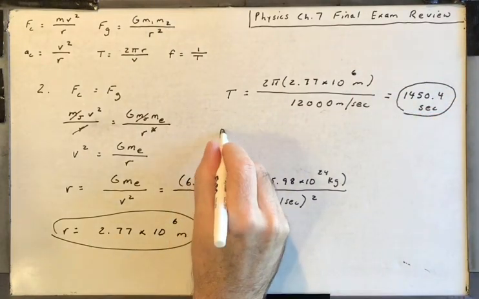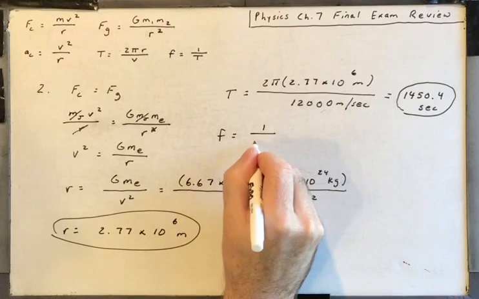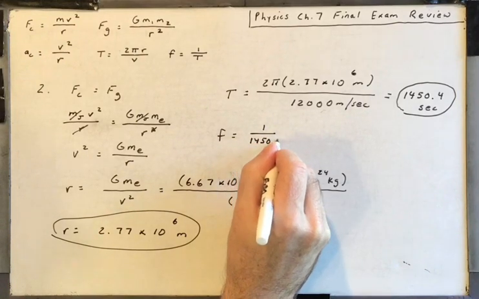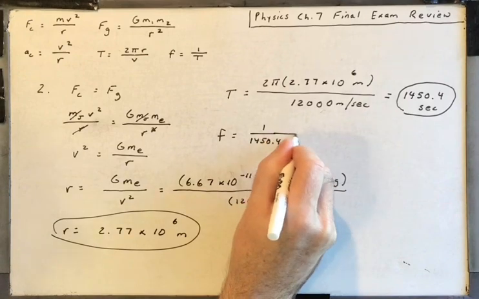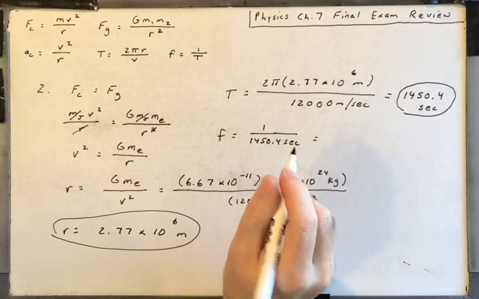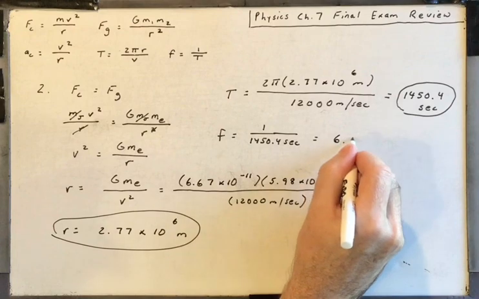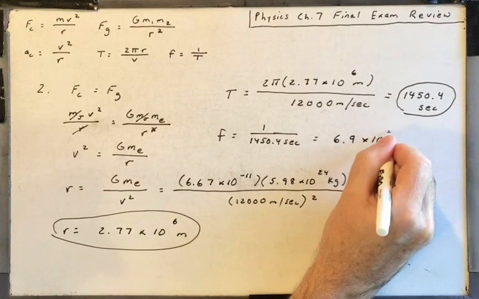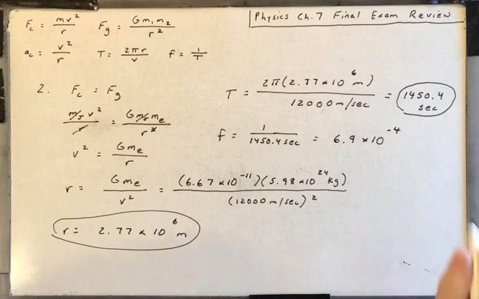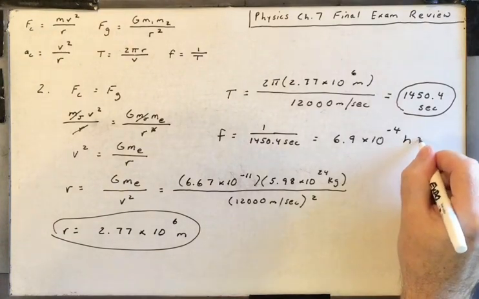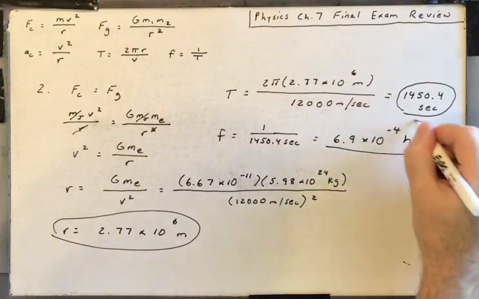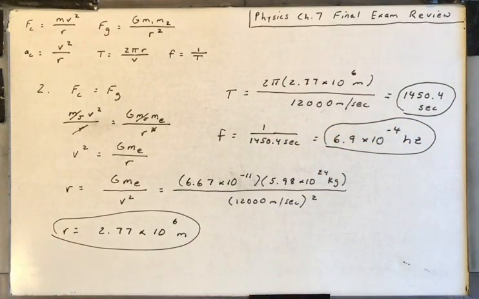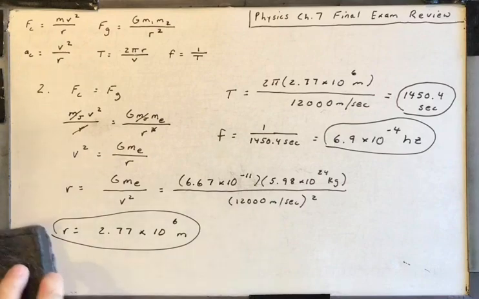And then to get frequency, it's just 1 over the period, 1 over 1450.4 seconds. All right, and that's going to be 6.9 times 10 to the minus 40. Remember the unit for frequency, it's what? Hertz. All right, so that's a good problem. It kind of gets a 3-in-1 situation going there. All right, so pause if you need.